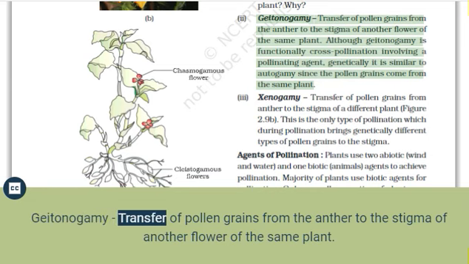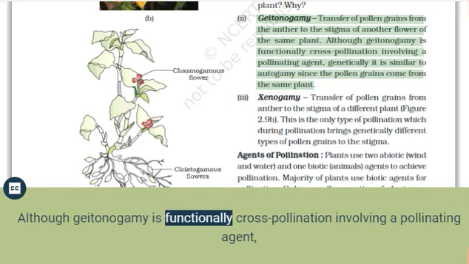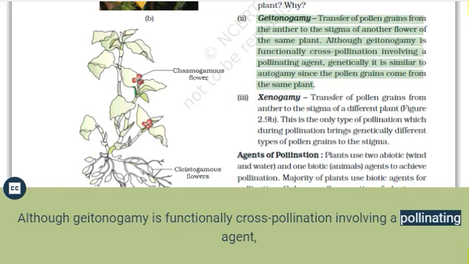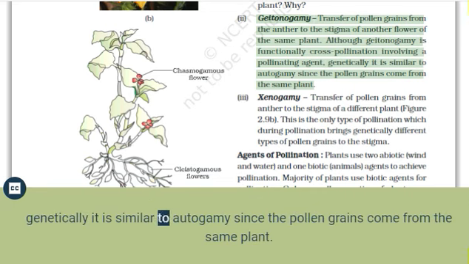Geitonogamy: transfer of pollen grains from the anther to the stigma of another flower of the same plant. Although geitonogamy is functionally cross-pollination involving a pollinating agent, genetically it is similar to autogamy since the pollen grains come from the same plant.